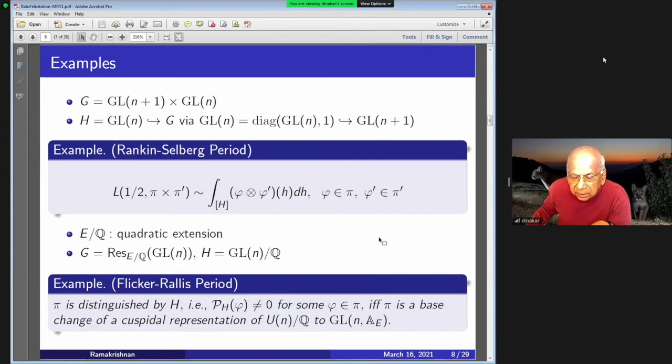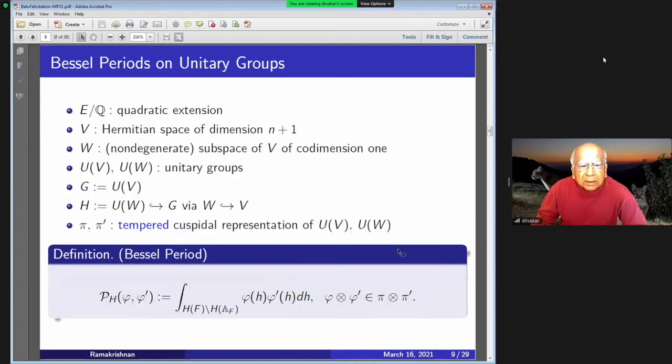And then it's also interesting that somehow there is a duality between GLN over Q and the unitary group over Q. So if one has a period over one group, then it's a base change from the other. So there's a duality also that is expected in the other direction. This period is called the Flicker-Rallis period. So this is just some examples of periods, Rankin-Selberg, and so on.